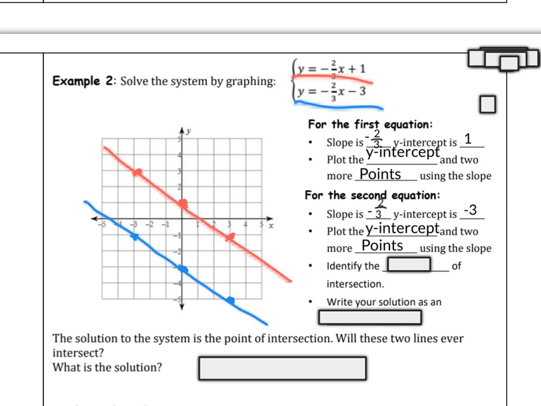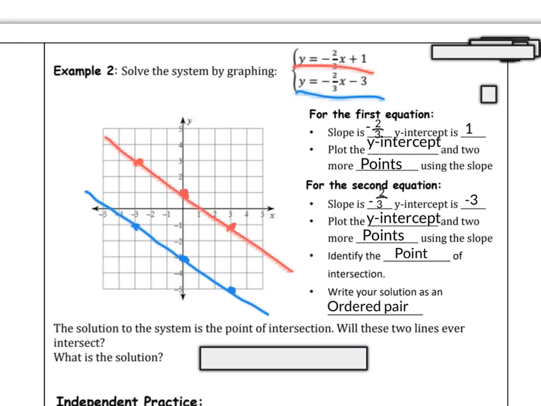Now this is looking pretty interesting. Let's see. Is there a point of intersection? That's what we want to do next. Identify the point of intersection and write the solution as an ordered pair. Now this is an interesting one. Let's see what they're asking here.